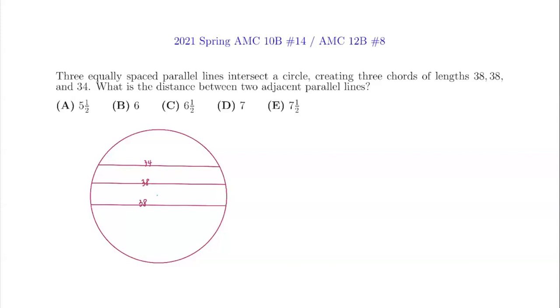Three equally spaced parallel lines intersect a circle, creating three chords of lengths 38, 38, and 34. What is the distance between two adjacent parallel lines?